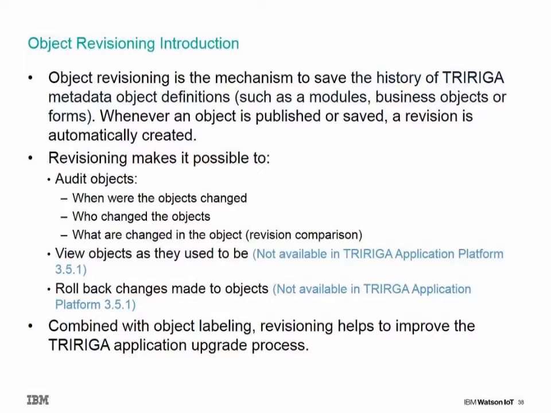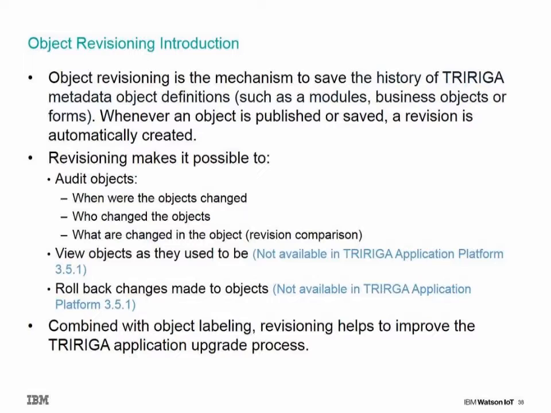revisioning is the mechanism to save the history of TRIRIGA metadata object definitions such as modules, business objects, queries, forms. Whenever an object is published or saved, a revision is automatically created. Revisions, in Application Platform 3.5.1, give you the capability to audit objects. So when were objects changed, who changed the objects, and what was changed in objects.